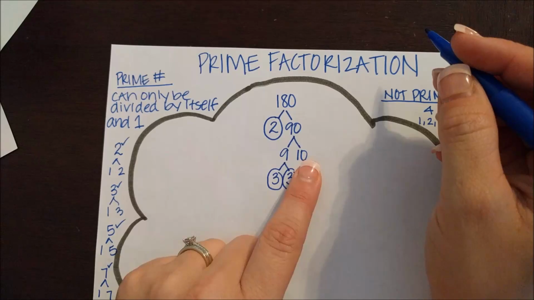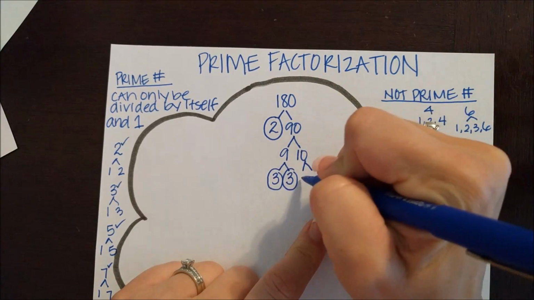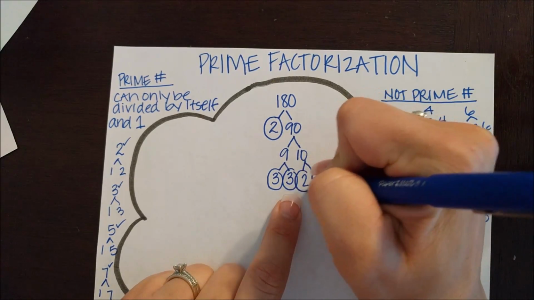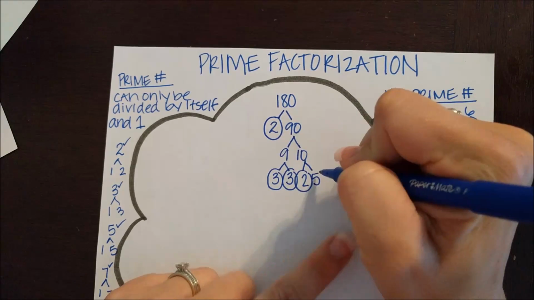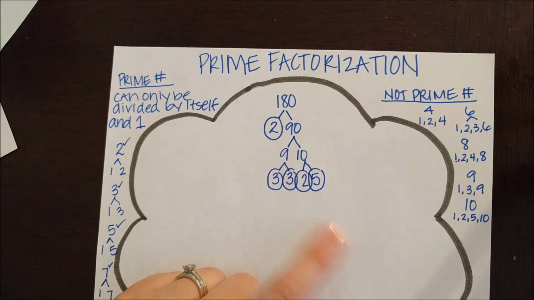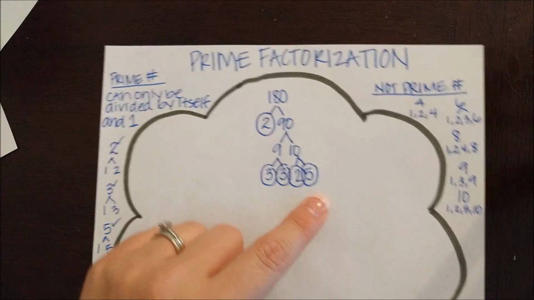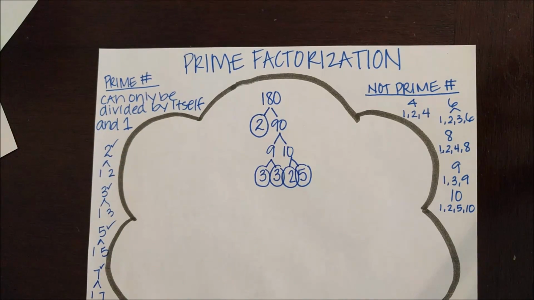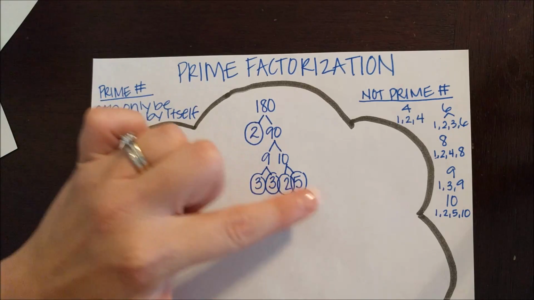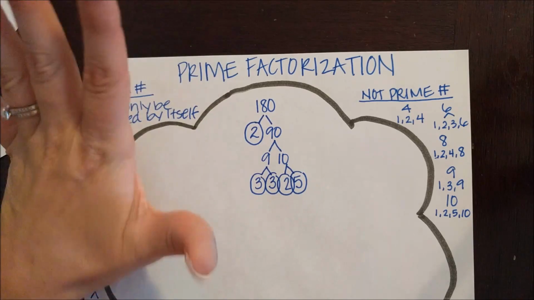I'm going to go back to my other branch, 10. What 2 numbers multiply together to get 10? 2 and 5. Is 2 a prime number? Yes. Is 5 a prime number? Yes. Do I have any other branches that I can break down, or is all I have left prime numbers? All I have left is prime numbers. All my numbers on the bottom of my branches are circled, they're prime. So once I've done this, I can stop.